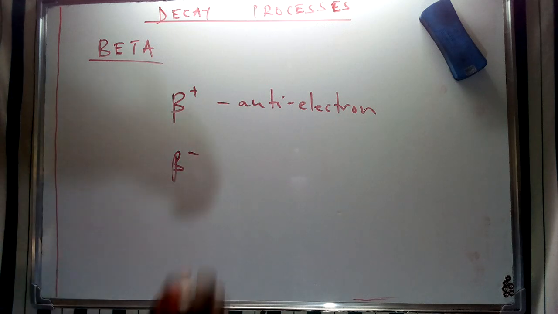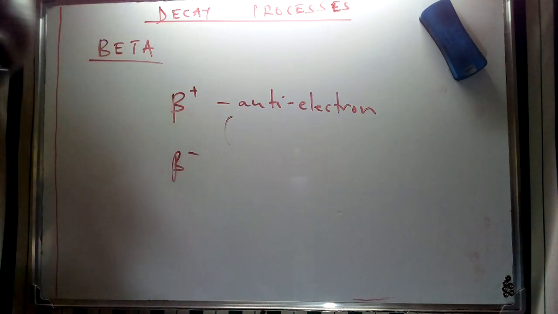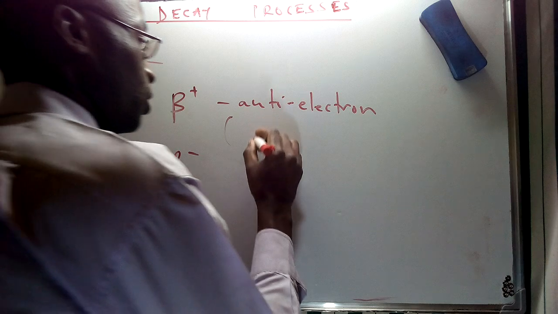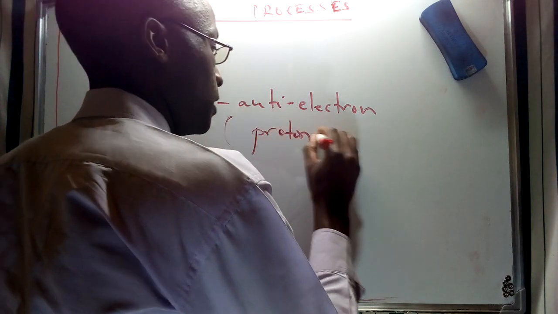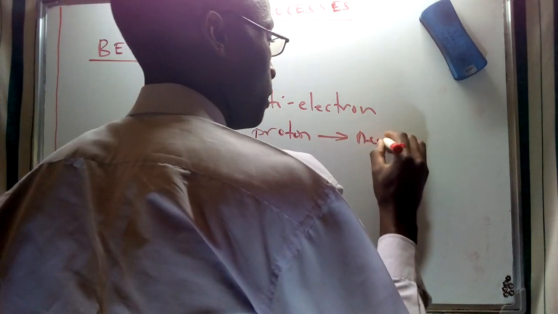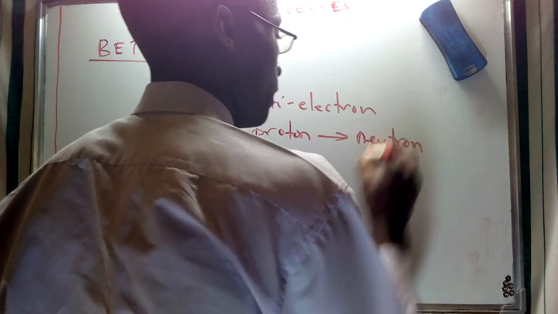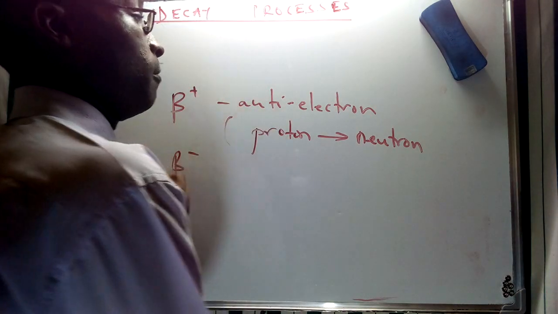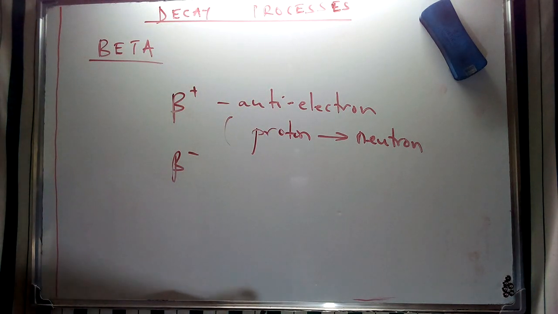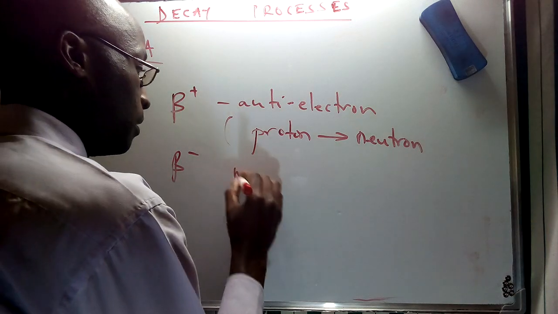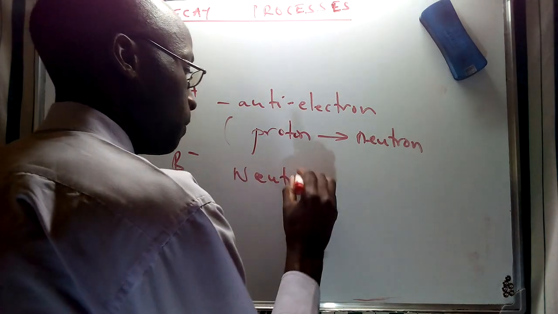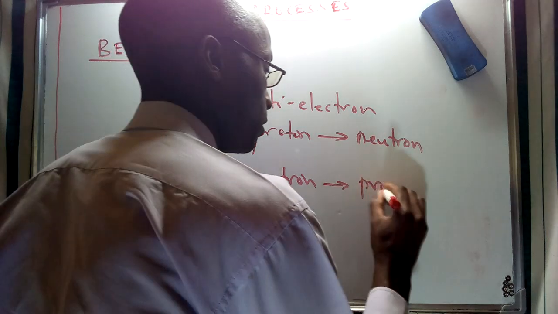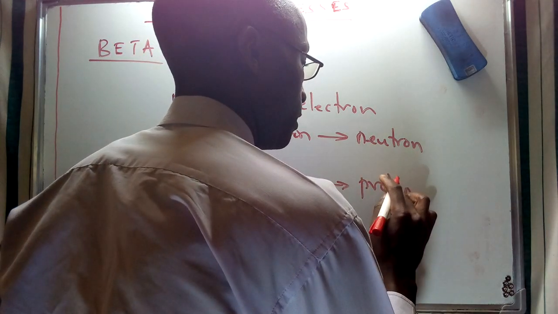So, if we are going to try to give this figuratively, we're going to have a proton change into a neutron for this beta positive kind of radioactive decay. Next, we're going to see the neutron change into a proton in this beta negative kind of radiation.